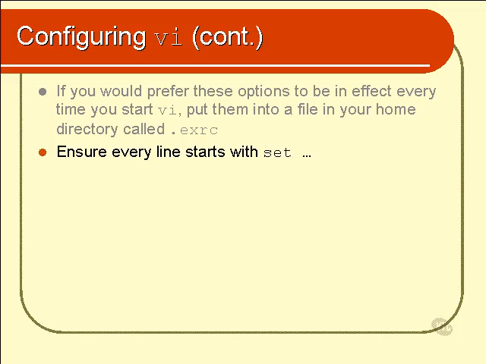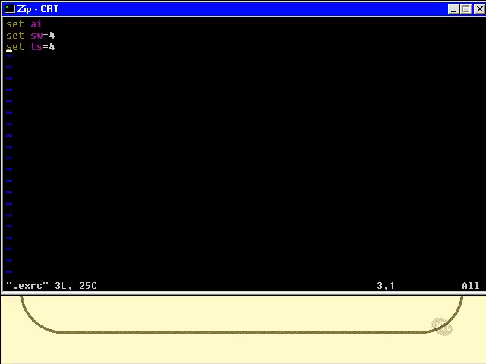Let me show you an example of an .exrc file. Here's my .exrc file. I like my tab stops and my shift width to be both 4, and I like things to be auto-indented. This is because I'm a bit of a programmer. So any option that you consider to be useful, simply put it in this file and it will become permanent.